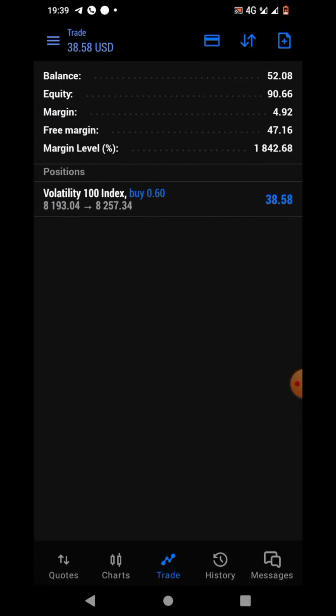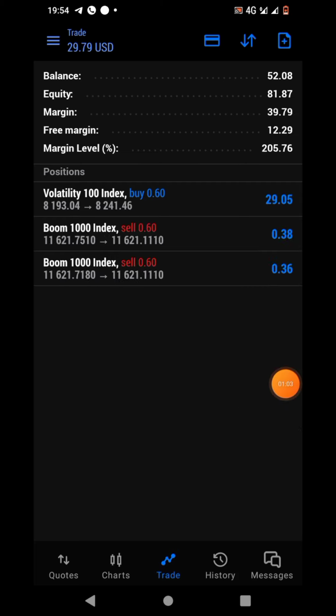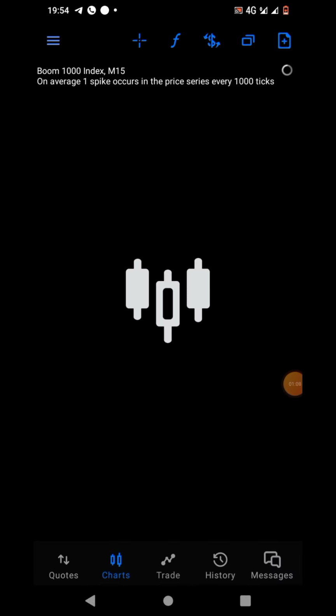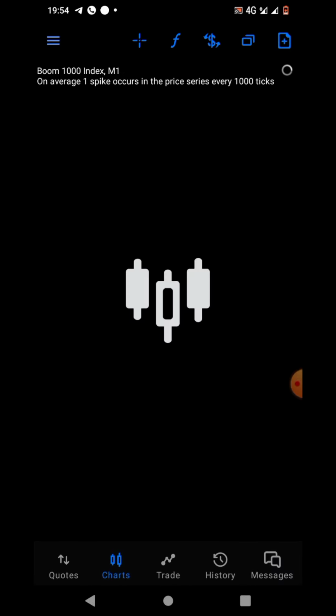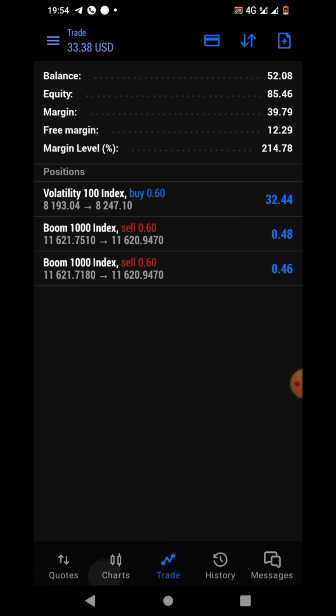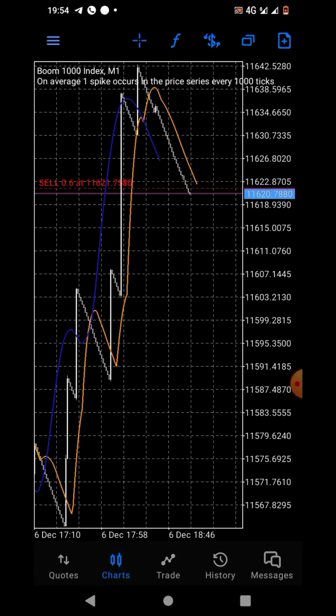So far so good. We are in $38 profit, so you can actually see it. It's live. I've searched for other setups. So I just sold the Boom 1000. Now let me just show you guys the chart. As you can see, we have a rejection on the 15 minutes. Let me show you our reason for selling.